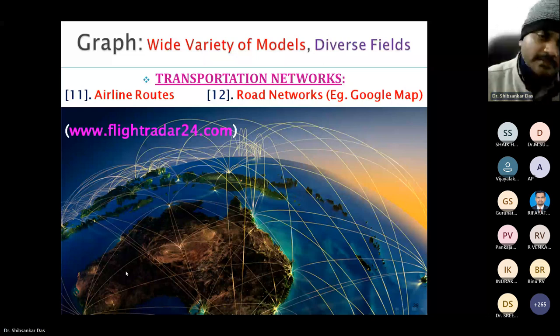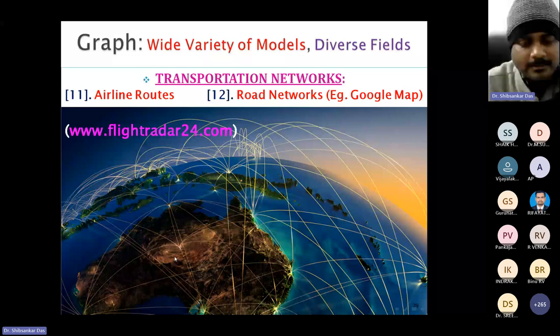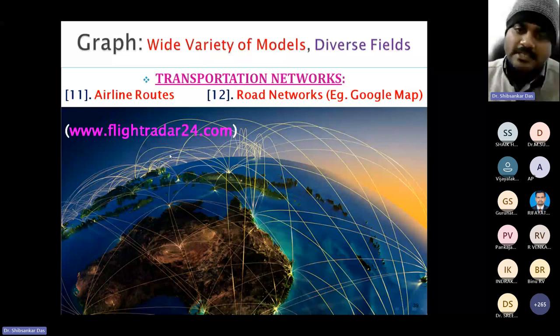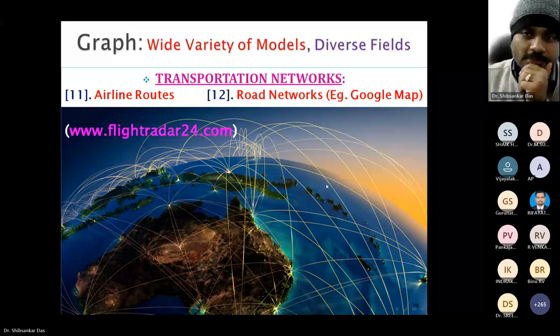All the flights are following certain paths. For example, from here to Pakistan, some flight is moving, so they'll follow a certain path. Similarly, from Pakistan to India, some flights are coming back. They will not follow the same path, they will follow another assigned path. In this way it can be represented via a graph. Similarly, a road network can also be represented. Example, Google Map. Road networks can be represented.